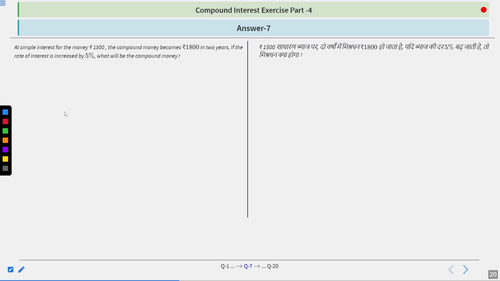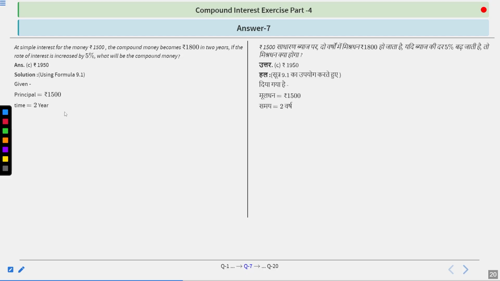So at simple interest, the money given is rupees 1500, the compound money has become rupees 1800 in a time period of 2 years. So if the rate of interest is increased by 5%, we have to find what will be the compounded money then. The answer to this question is option C, rupees 1950, and we are using formula 9.1. Given things were principal rupees 1500, time was 2 years, amount is rupees 1800.